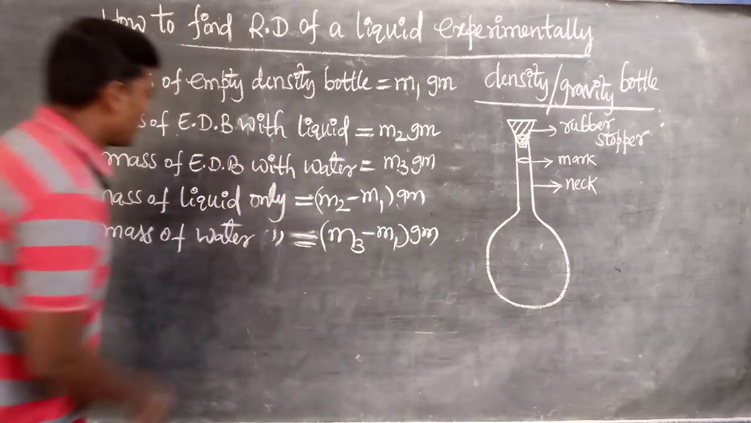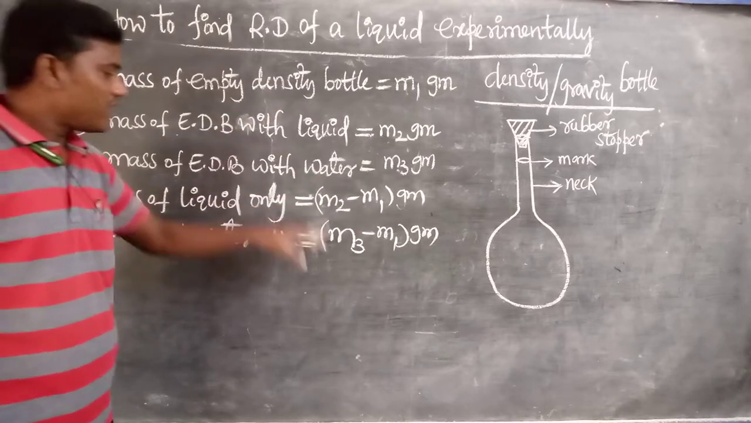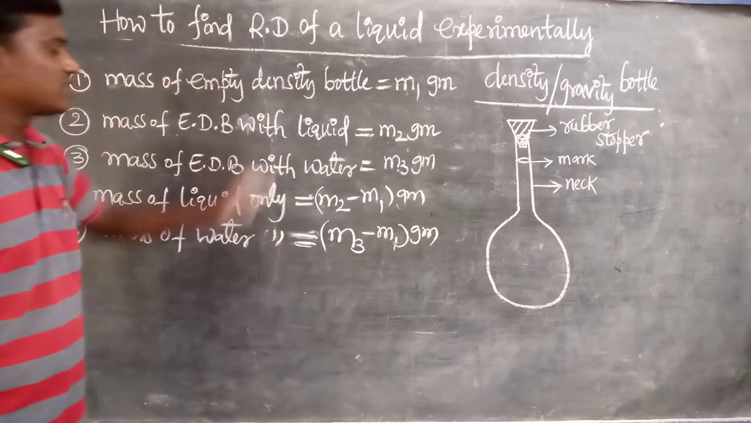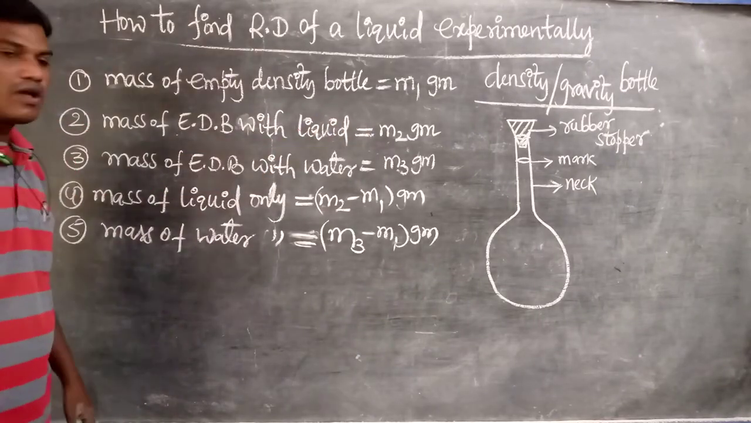So M2 minus M1 gives only the mass of the liquid. M3 minus M1 gives only the mass of the water filled in the bottle. This is one. Once again, listen.